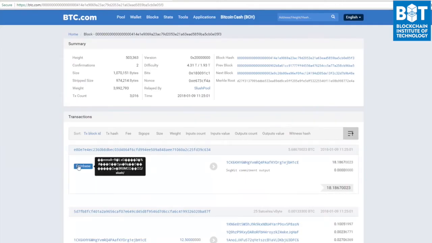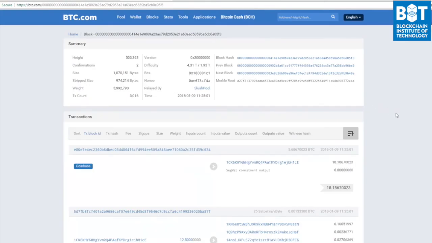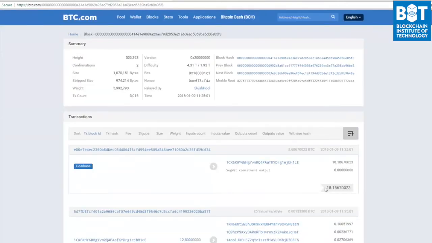However, as you can see, this Coinbase transaction has a total size of 18.1867023 Bitcoins, not just 12.5 Bitcoins. Where's the difference? Well, if you really do the calculation, what you're really seeing is that in addition to 12.5 Bitcoins, if you add 5.6867023 Bitcoins, you get to this 18.1867023 Bitcoins. And that's because this includes also all the transaction fees that were collected from all of these transactions that Slushpool was able to include in this one block.